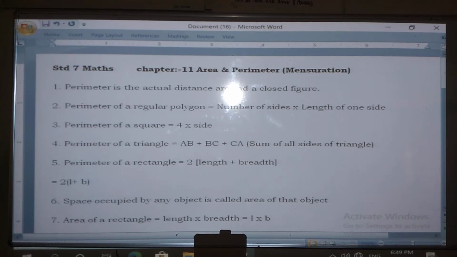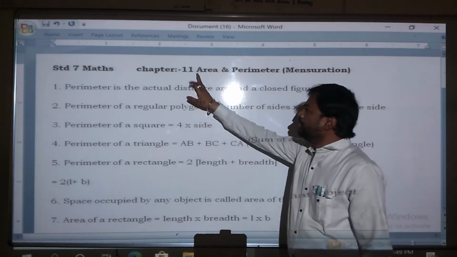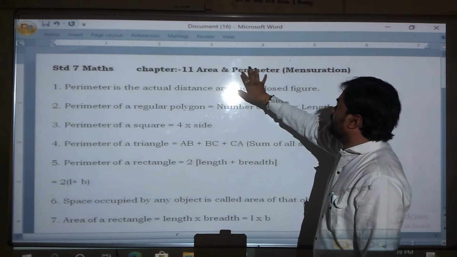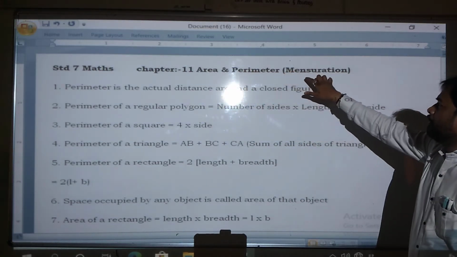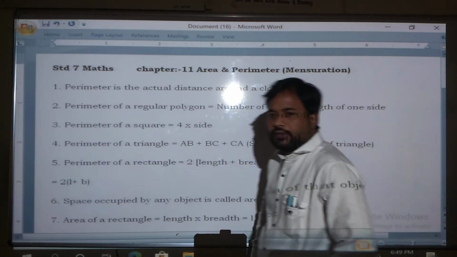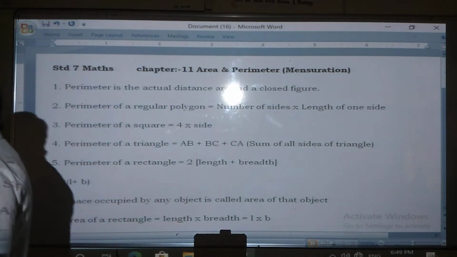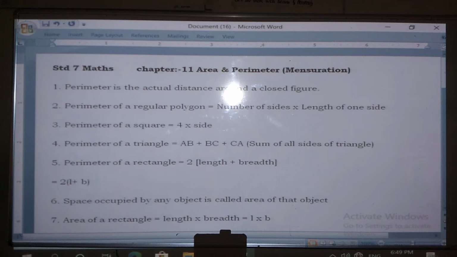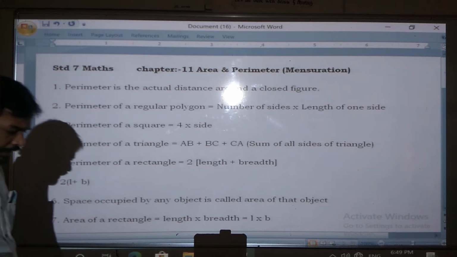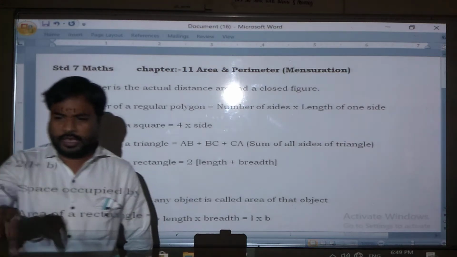Good morning. I am finally moving on to our last chapter, chapter number 11, area and perimeter. Another word for it is mensuration. Right? And what else is it known as? Mensuration. Means what? Right? In daily field work, you all see that land leveling is done.